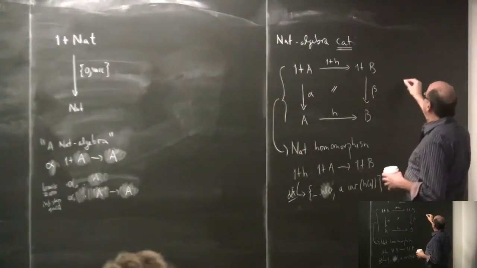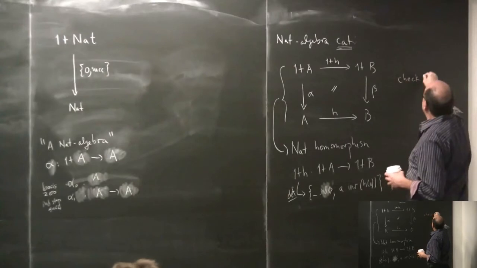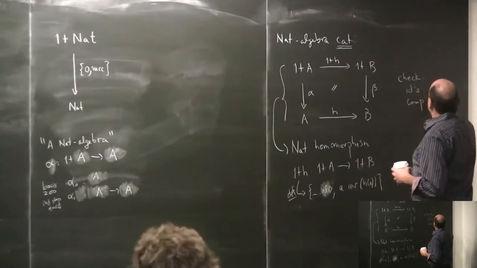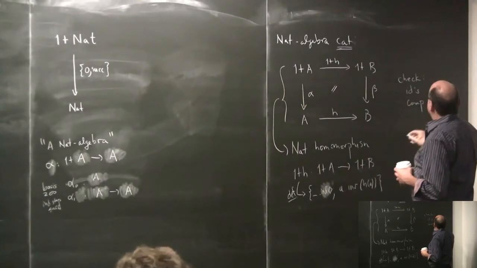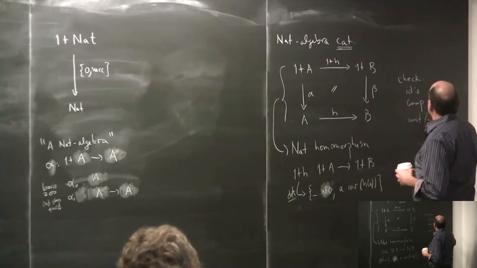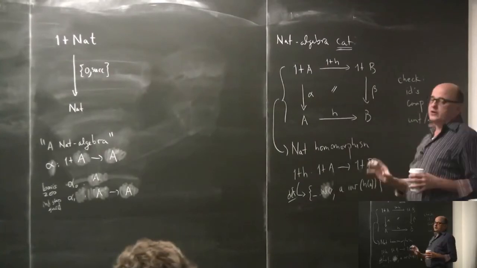And then you can define what are identities and what is composition, and you check that they have the unit laws and associativity laws so that I really am talking about a category.